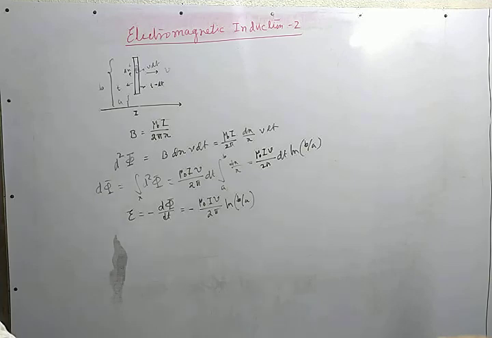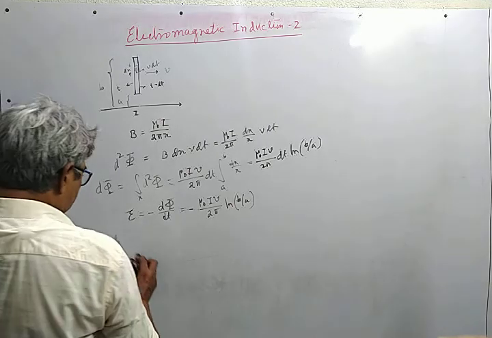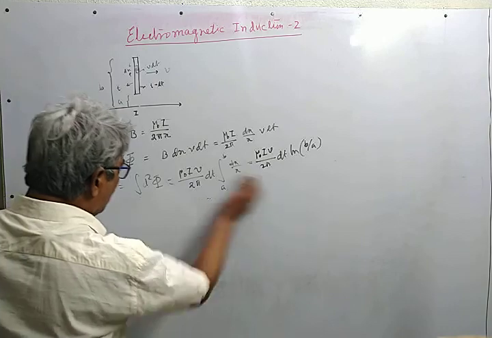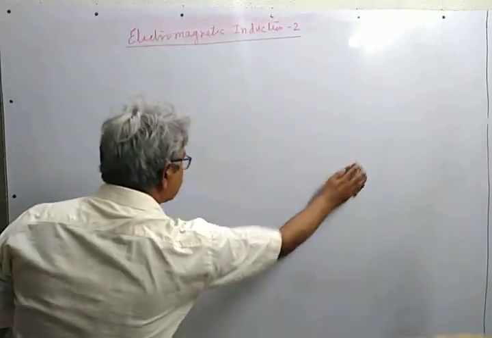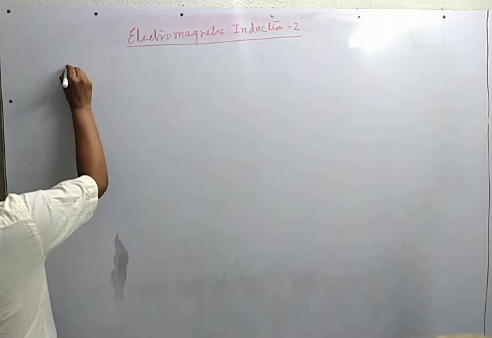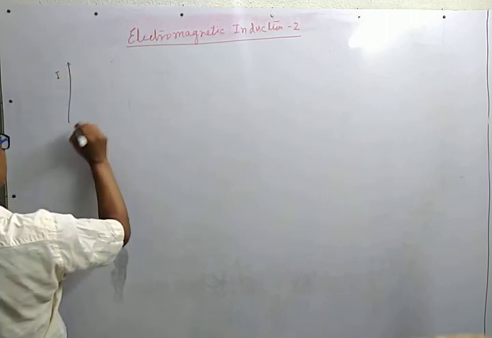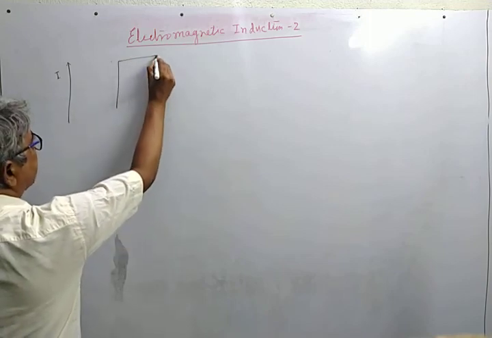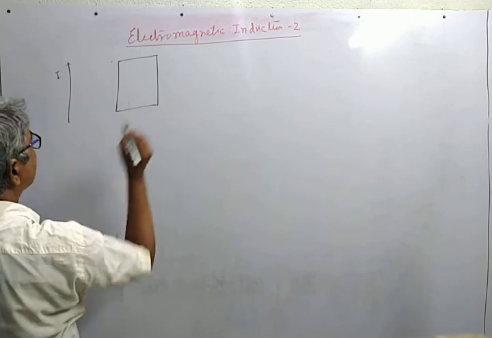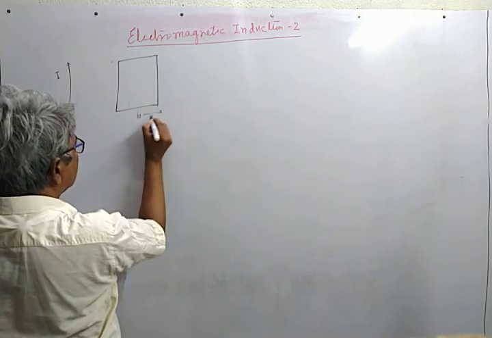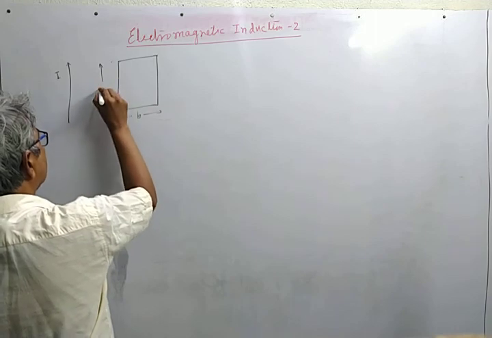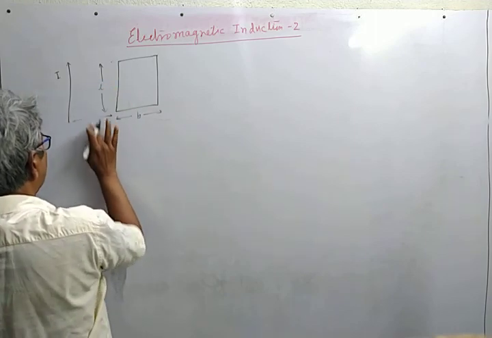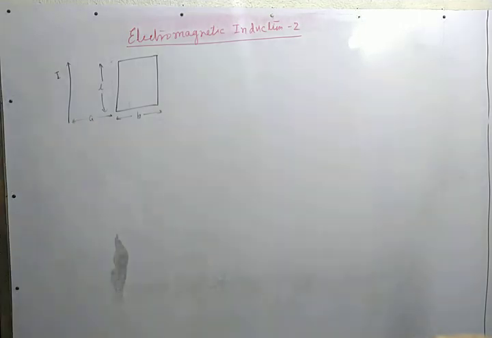This is the induced EMF. As a second example, we consider a rectangular closed loop placed in the xy plane with its sides parallel to the x and y axes, and a magnetic field. There is a straight current carrying conductor which carries a current, and we have a rectangular loop. This much is b, this much is a, this is O, and this is at a distance a away from there. So what is the flux linked with it? We have to calculate this one.